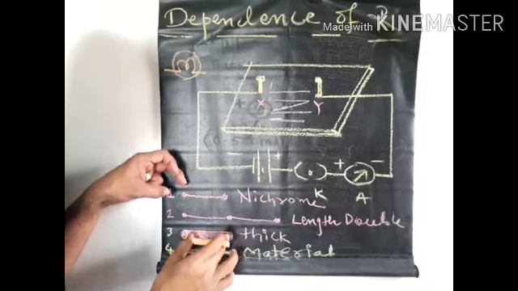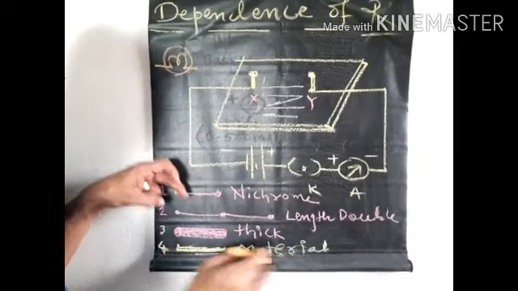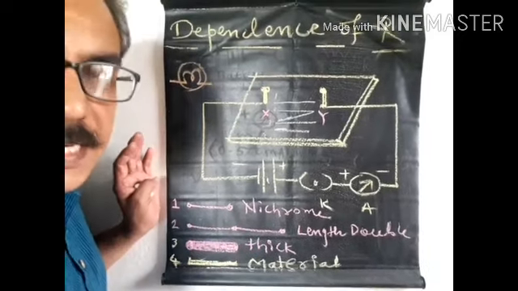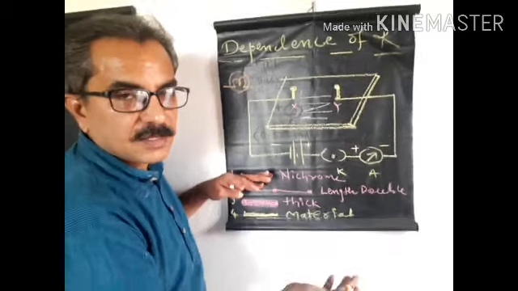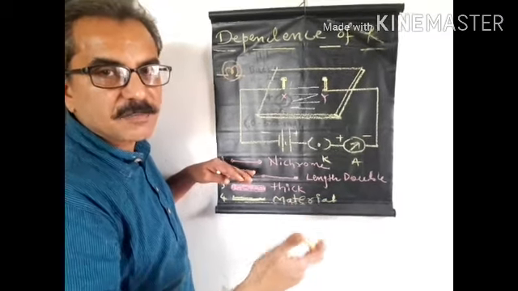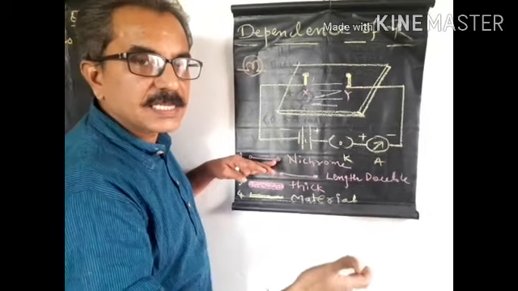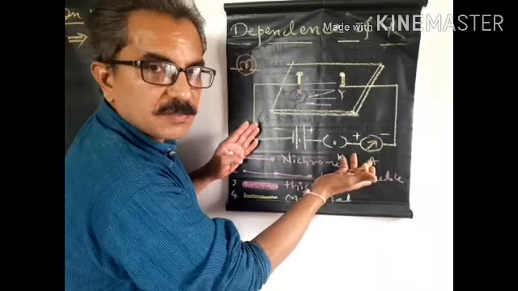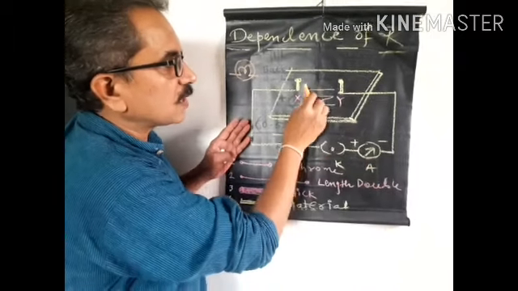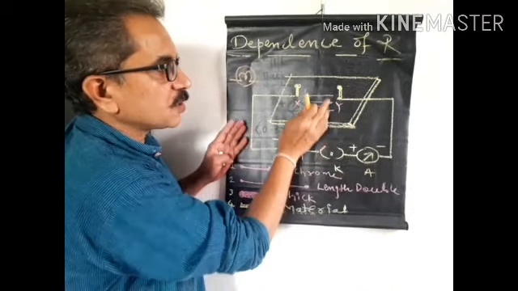Then we change the material. Instead of nichrome, in the fourth part we replace the material. You take a different material. You can take copper, constantan, manganese, eureka or any material and see the deflection seen by the ammeter. So that is the meaning of these 4 parts which are shown over here.